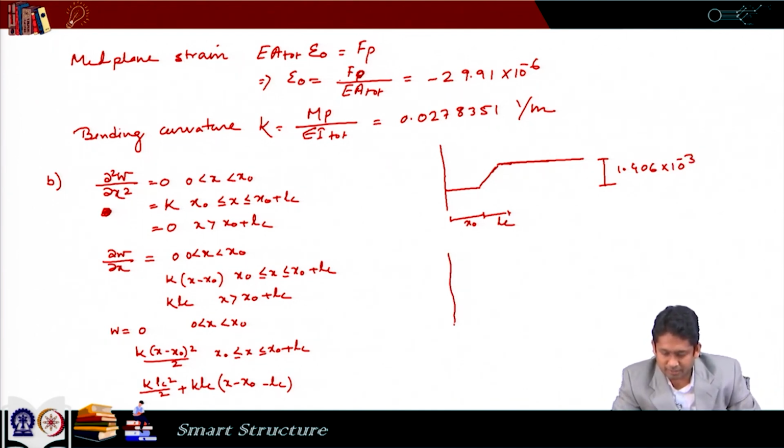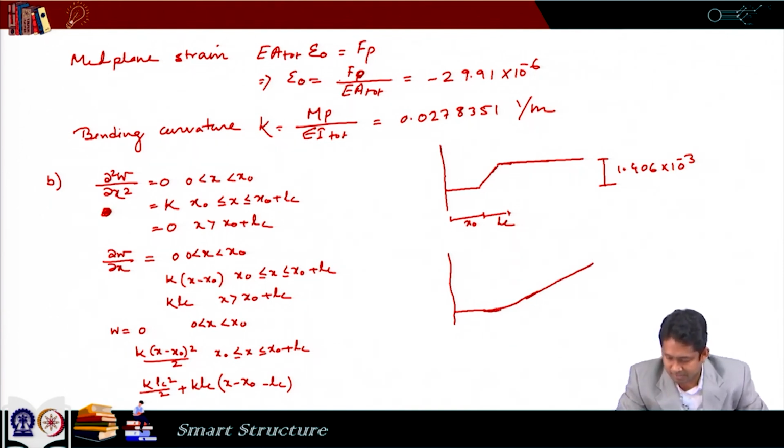If we want to plot the deformation, it would look like this. Again it is 0 at the beginning, and then there is some curvature, and after that the slope remains constant. So, there is no curvature, just a constant slope. So, this part has a bending curvature, and whatever the slope is at the end, this continues. So, this is x 0 and from here it is L c.